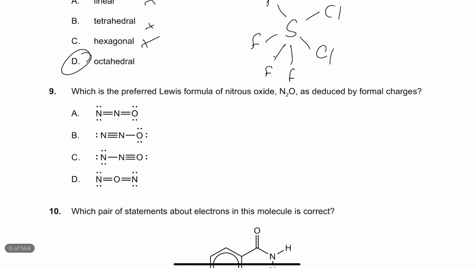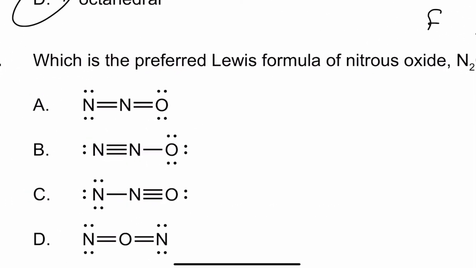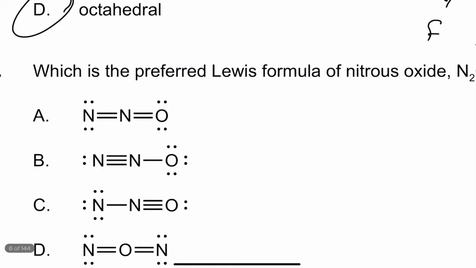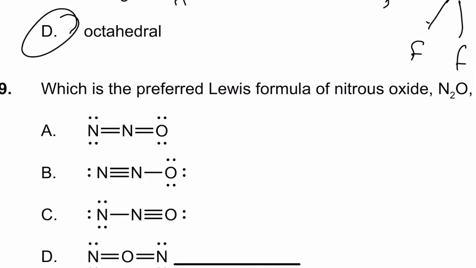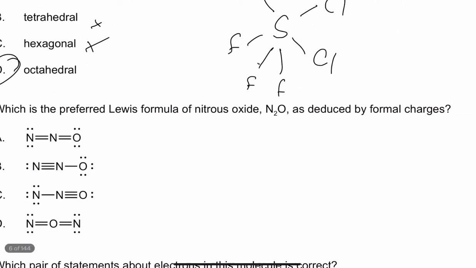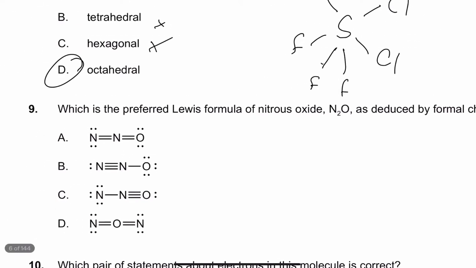Okay, 9. Which is the preferred Lewis formula of nitrous oxide as induced by formal charges? For formal charges, we take the valence electrons, subtract the non-bonding electrons, and then subtract the bonding electrons, and that gives us the formal charge. So let's calculate it for each of the atoms. We're looking for the lowest formal charges, which would be the preferred Lewis formula.